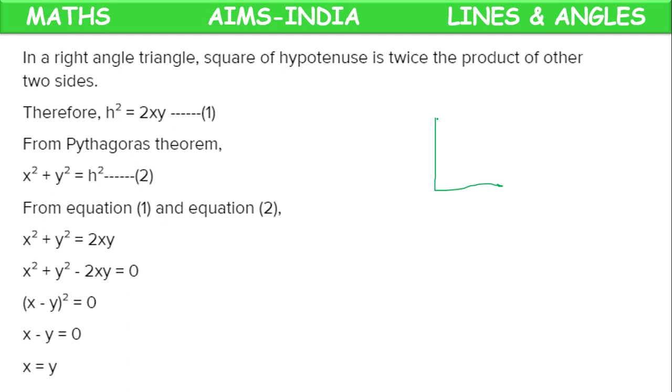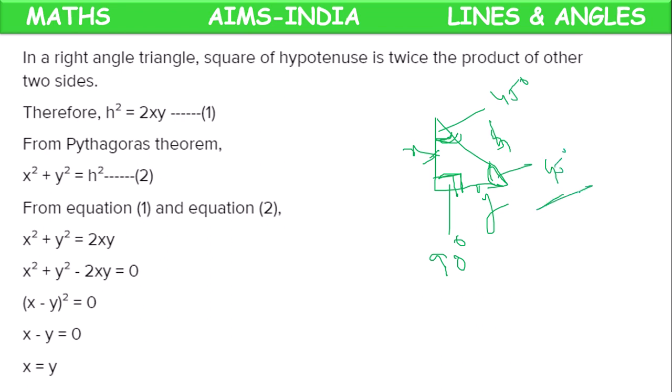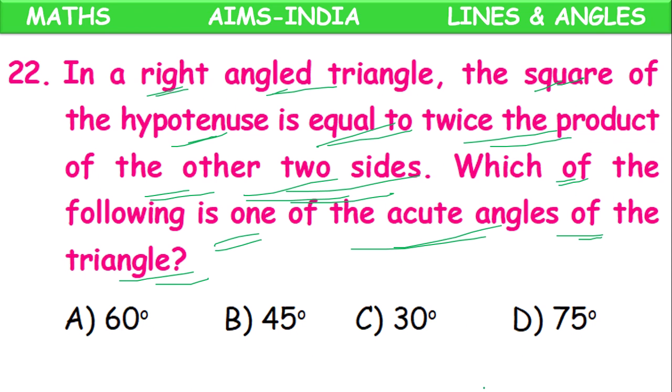So in this triangle, both x and y are equal. x and y are equal means the angles opposite to x and y are also equal. But this is a right angle triangle, this angle is 90 degrees, so the sum of the other two angles should be 90 degrees. But they should be equal, so each of them is 45 degrees. So option B, 45 degrees, is the right answer.